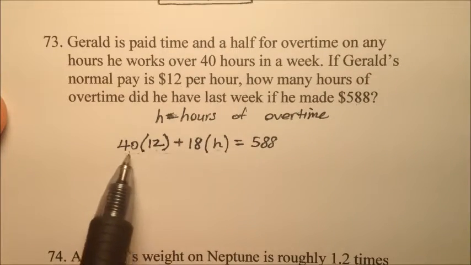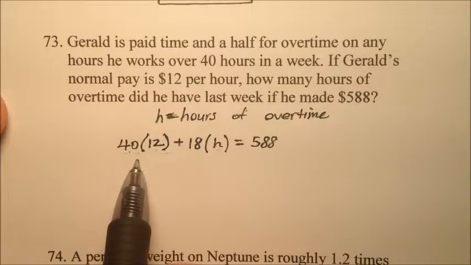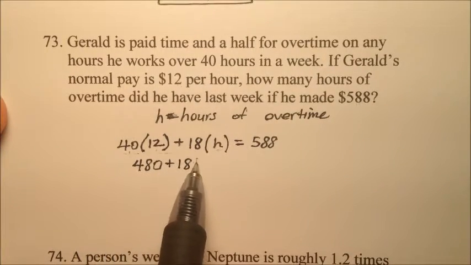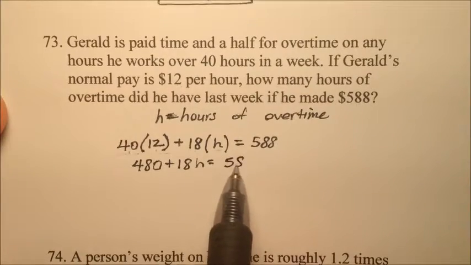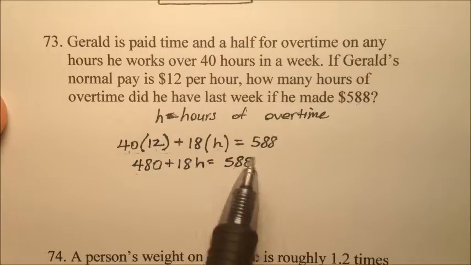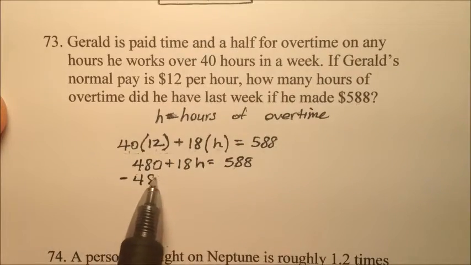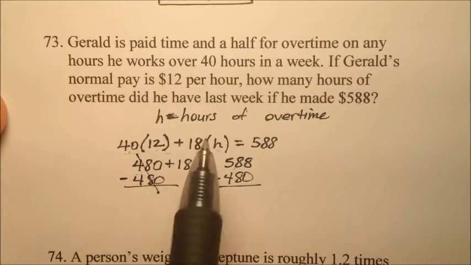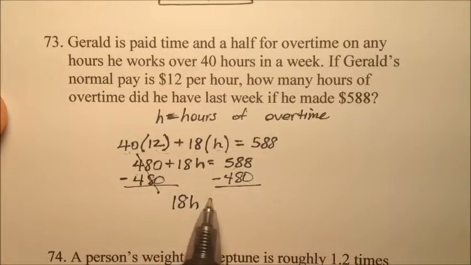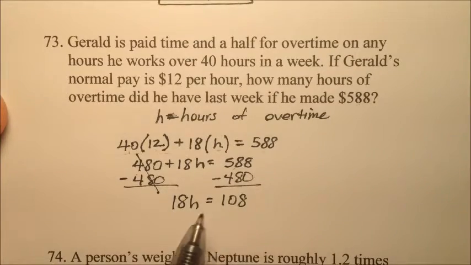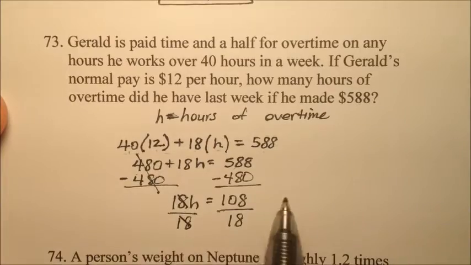So let's go ahead and multiply this through. 40 times 12 is going to be 480 plus 18h equals 588. So now it looks like we have a good two-step equation. We're going to subtract 480 from both sides first, and that will allow us to get this h business kind of by itself. 18h equals 108. And then we can divide both sides by 18, and h will be all by itself.